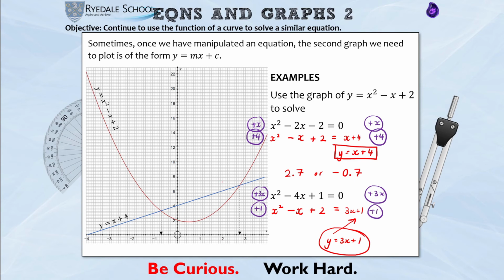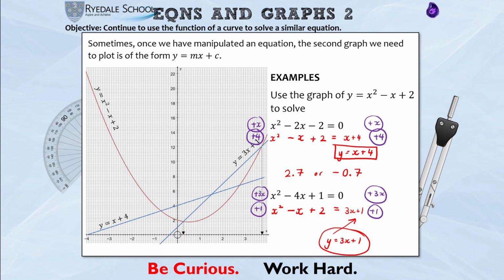But once again, I've already got my line prepared. So there we've got y equals 3x plus 1. We need to see what are the x values where this intersects with my curve, because they will solve the original equation.